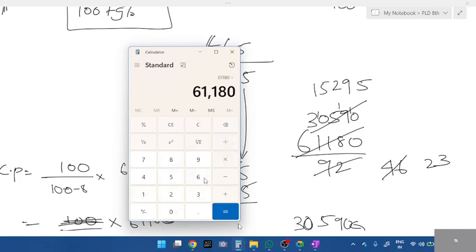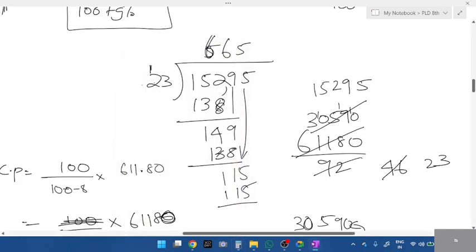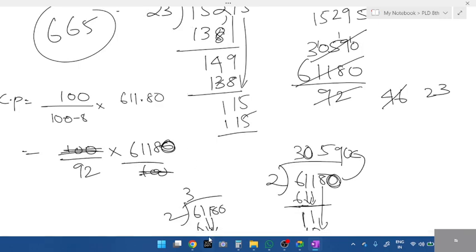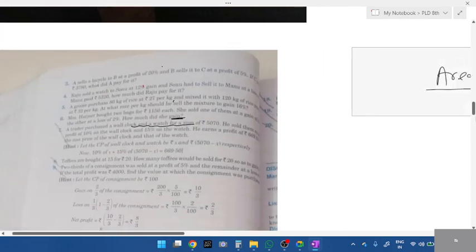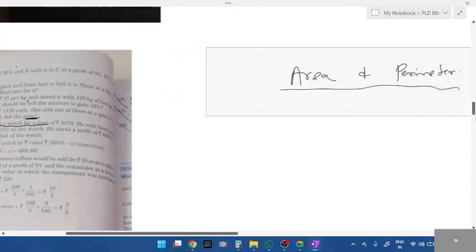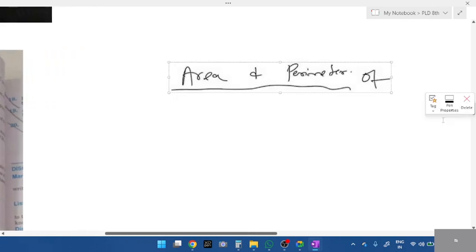61180 divided by 92. Correct. 665 is the answer, students. All of you got 665? Very good. Very good. That counts. Now, till here, it was a very easy question. But look at this, the next one. Even the next one is easy, but you should know how to solve this. You should be able to understand the question. So I'll read the question.